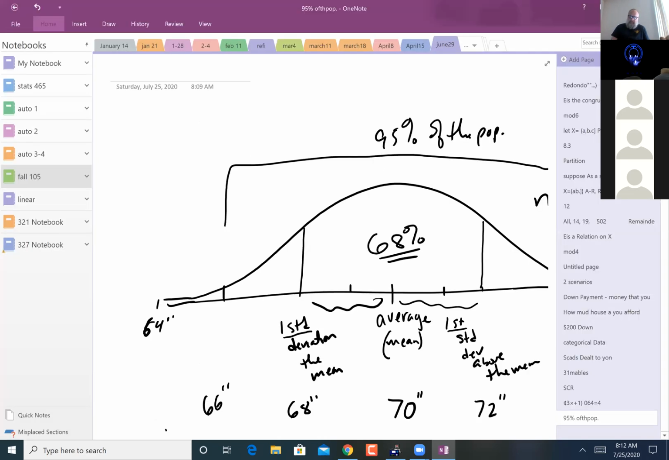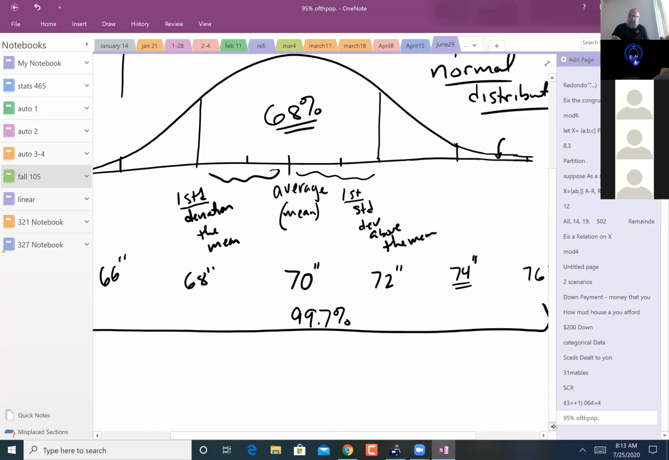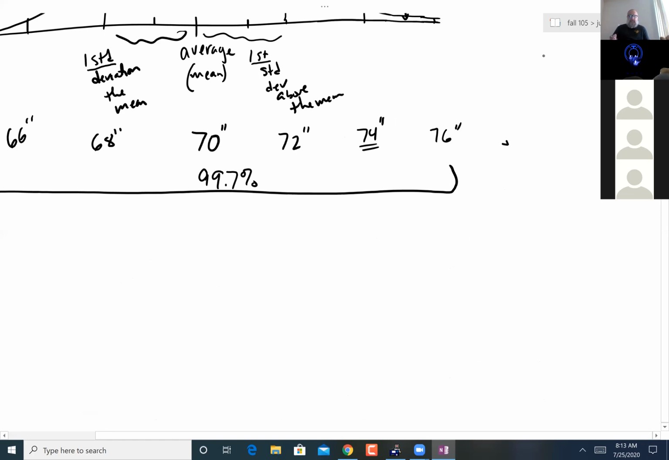So the reason I draw this picture is, for one thing, when you go to 243, you will see this picture a ton and you'll deal with it a ton, the normal distribution, okay? So I like to introduce it.